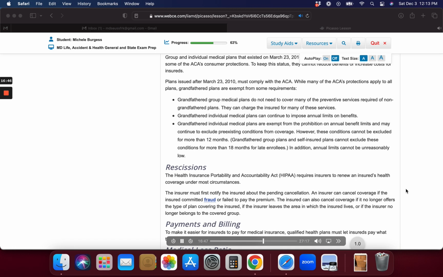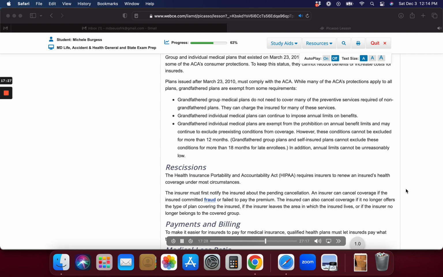Grandfathered group medical plans do not need to cover many of the preventive services required of non-grandfathered plans. They can charge the insured for many of these services. Grandfathered individual medical plans can continue to impose annual limits on benefits. Grandfathered individual medical plans are exempt from the prohibition on annual benefit limits and may continue to exclude pre-existing conditions from coverage. However, these conditions cannot be excluded for more than 12 months. Grandfathered group plans and self-insured plans cannot exclude these conditions for more than 18 months for late enrollees. In addition, annual limits cannot be unreasonably low.